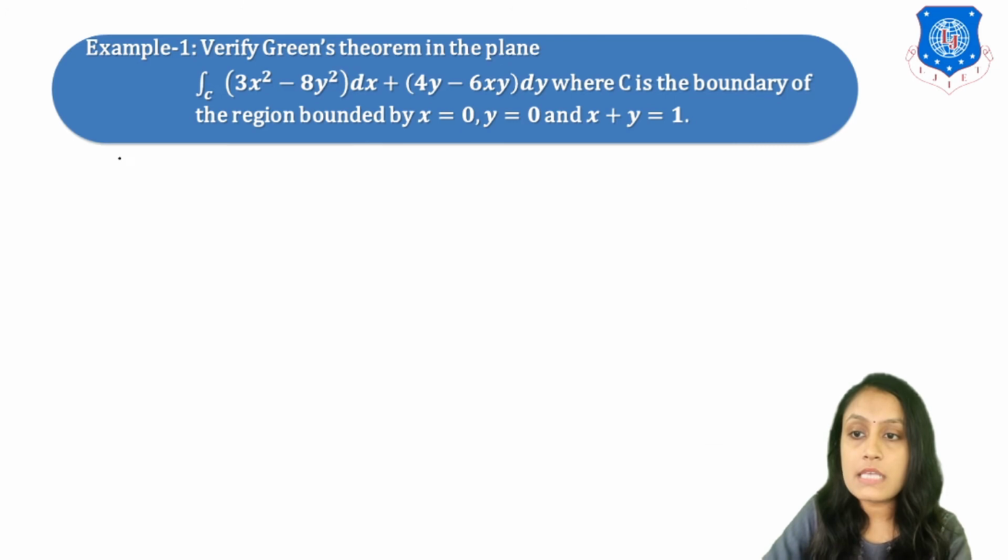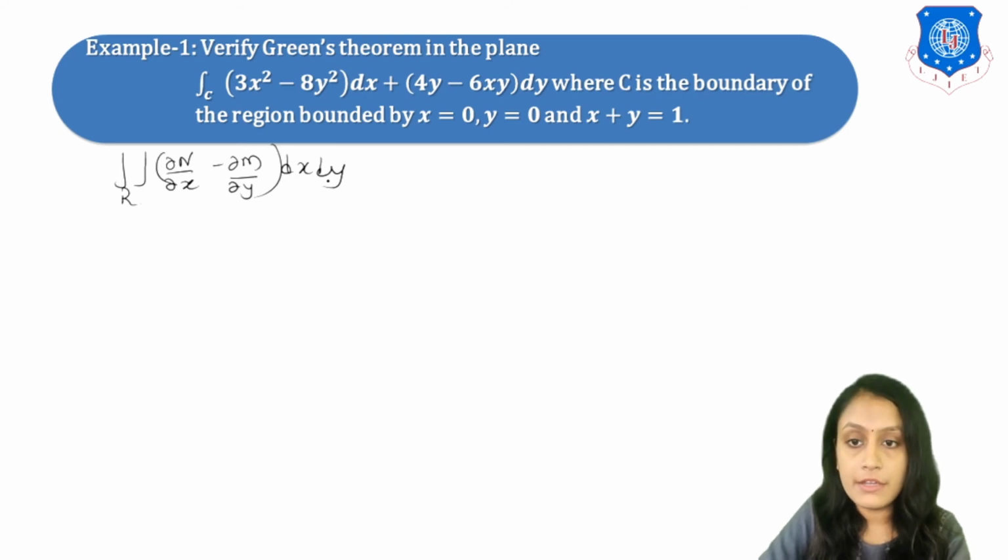Okay, so what is RHS? RHS is double integration over R of del n by del x minus del m by del y dx dy. Okay, so we have to solve this double integration.